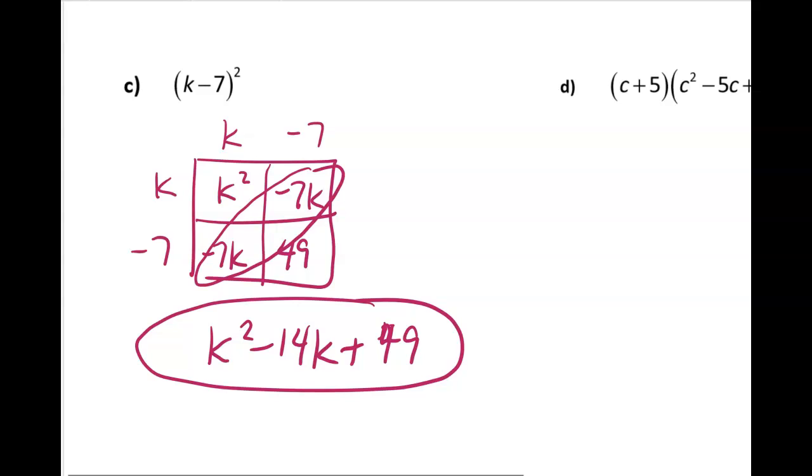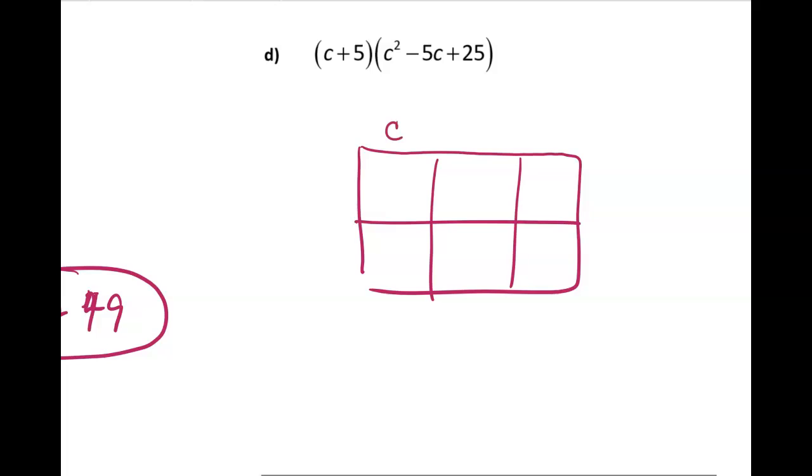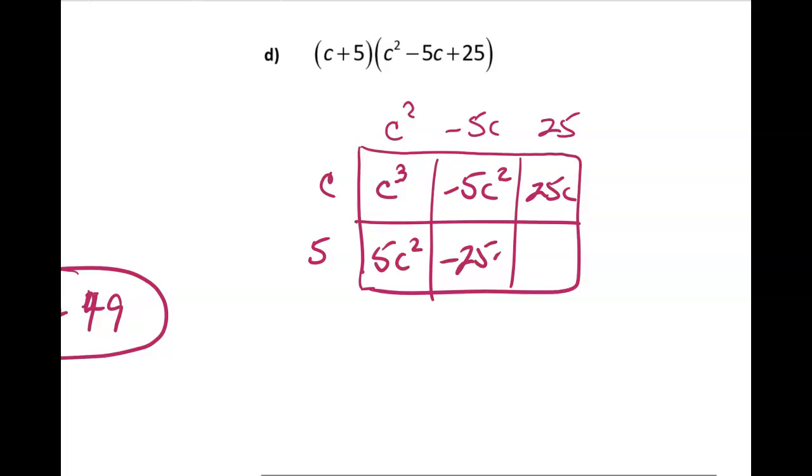All right, let's do one with a trinomial times a binomial. So in this one, we have a trinomial. I'll write that across the top. It doesn't matter which way you write it. You can write it down as well. And then c plus 5 we'll put over here on the left side. So c times c squared is c cubed. c times negative 5c is negative 5c squared. And c times 25 is 25c. And then on the bottom row, we're just going to multiply 5 times all those terms on the top. So 5c squared, minus 25c, and positive 125.